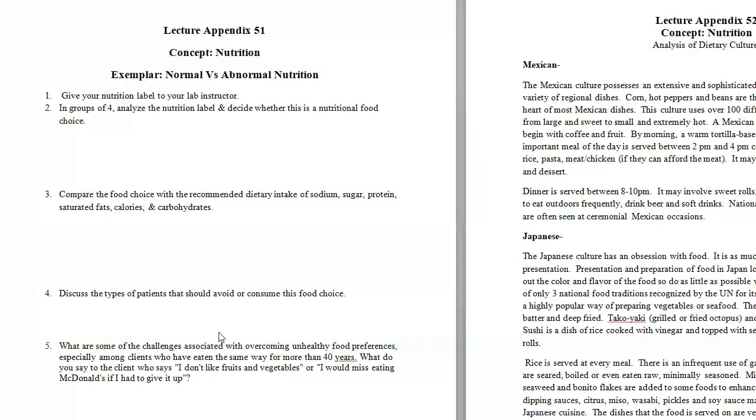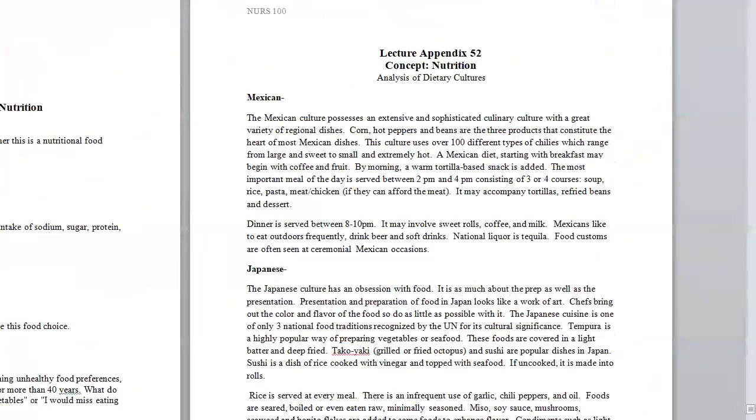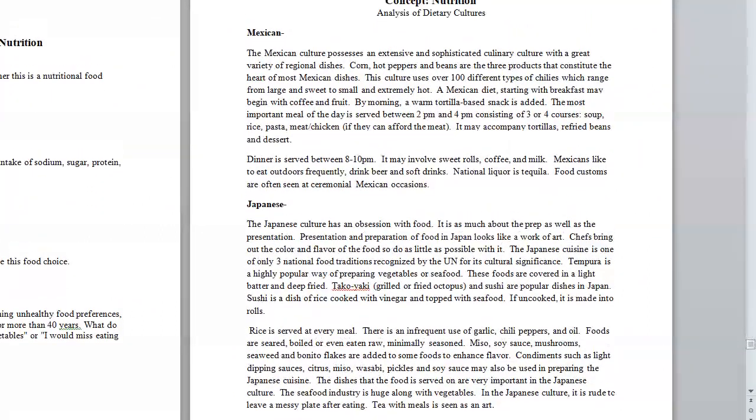Okay. All right, so let's look at Appendix 52 when we look at foods from different cultures. I have here an analysis of some dietary cultures, and the first one we have is the Mexican culture, and here's just a presentation of what types of foods this culture would be eating. The Mexican culture possesses an extensive and sophisticated culinary culture with a great variety of regional dishes. Corn, hot peppers, and beans are 3 products that constitute the heart of most Mexican dishes.